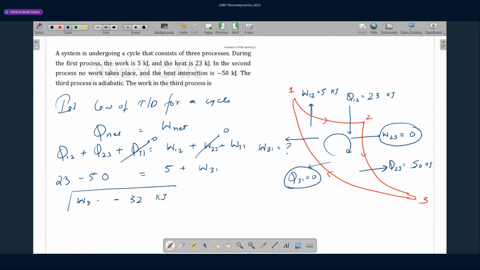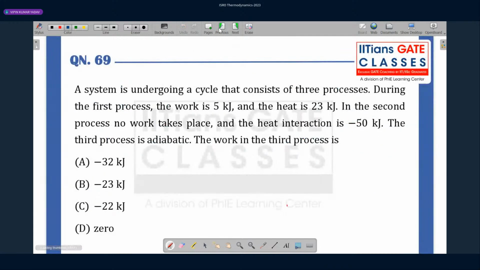That means our assumption was wrong. It is consuming. Our assumption was wrong. It is basically work input is there. Work is going in and how much? 32 kilojoules. The answer is minus 32 kilojoule. That means work is absorbed by the system. So what is the answer? Minus 32 kilojoule. This is your right answer.